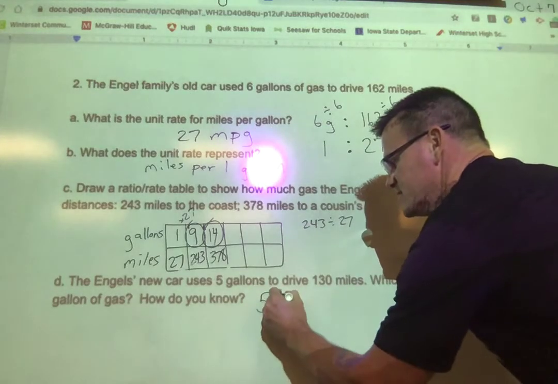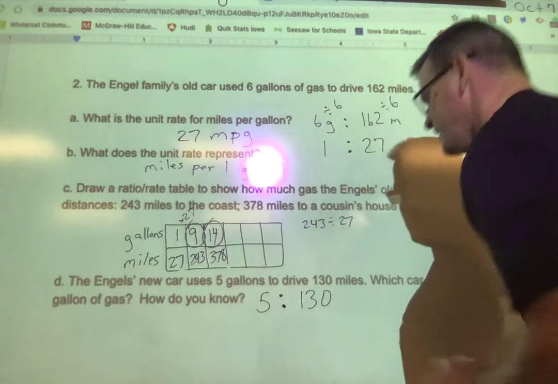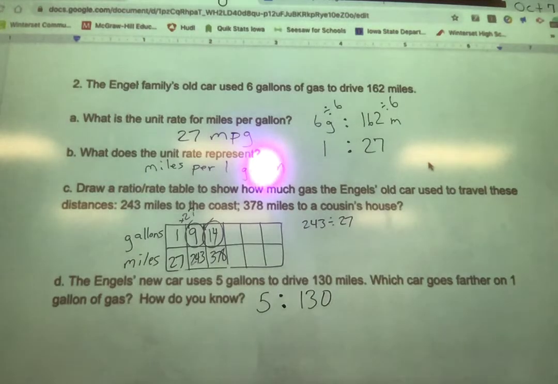I'm going to write the ratio. Every 5 gallons, you can go 130 miles. And I want to know now which car goes farther on 1 gallon of gas. Which one has better fuel economy, so you're going to save money in the long run? Which one will go further?